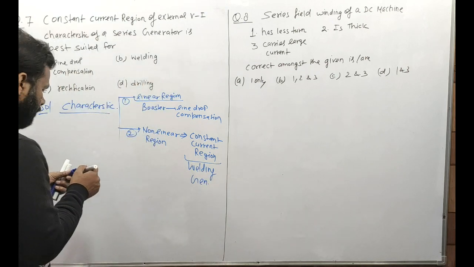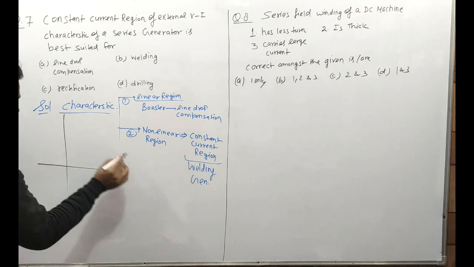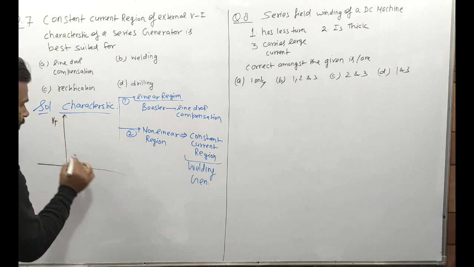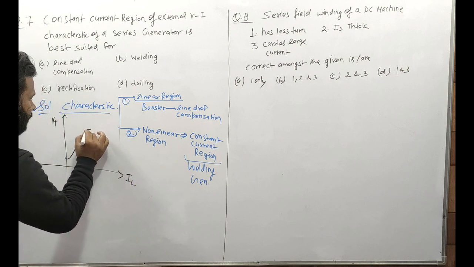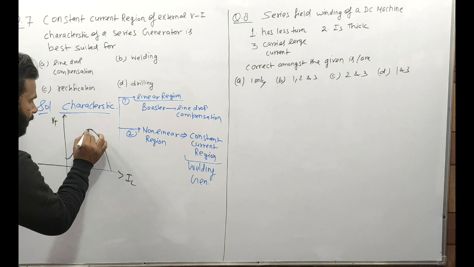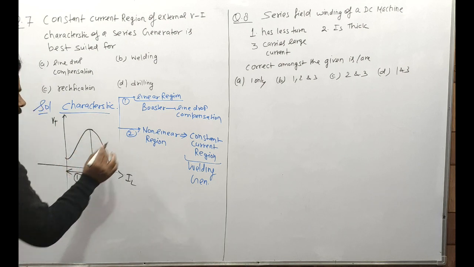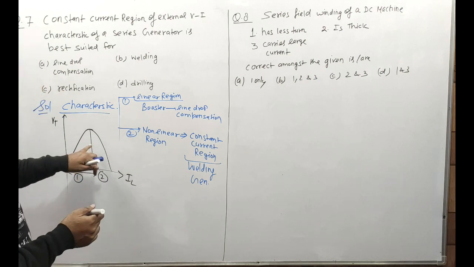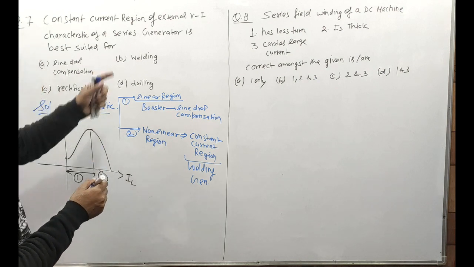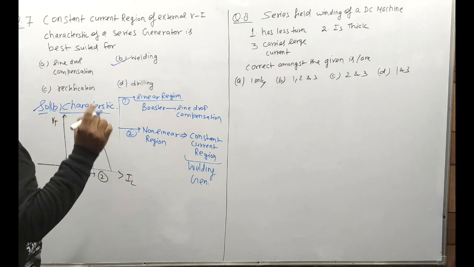Okay. Now if you have the graph of this characteristic, then the curve will look like that. This is IL. So curve is like that. First it is increasing, then it is decreasing. So it is the region first, and this is your region second. Okay. So this second region is suitable for arc welding. So correct option is B. Okay. Next question देखते हैं.